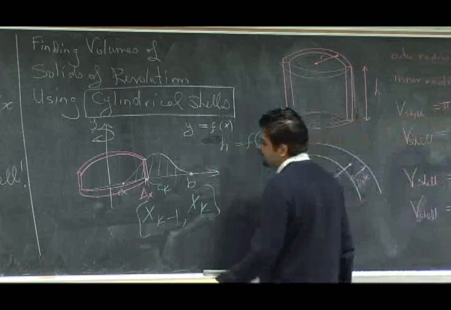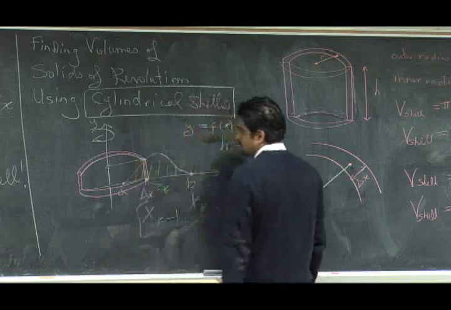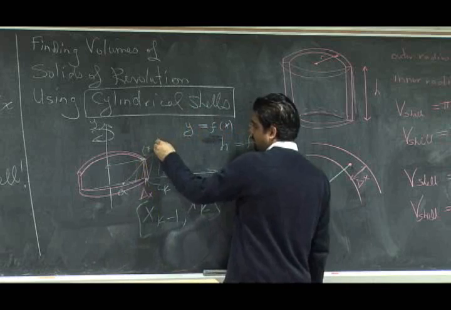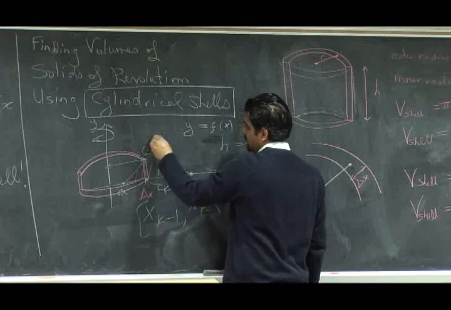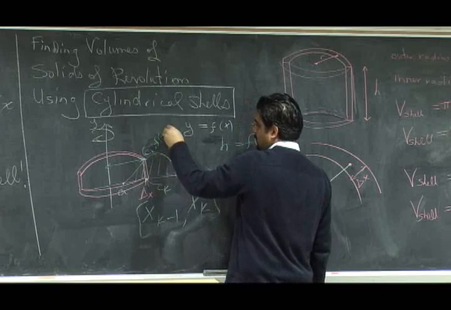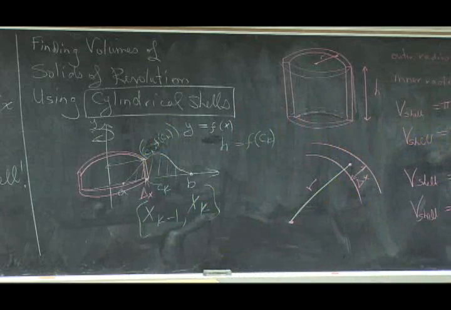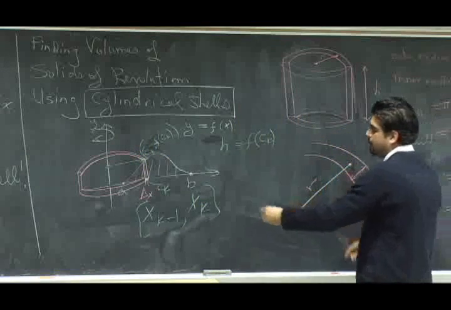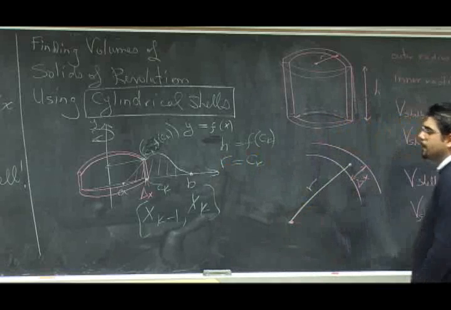Now let's calculate the radius. If this point is (x, y), or actually that point is (c_k, f(c_k)), what's the radius then? The radius is the horizontal distance. So what is the radius? c_k. C sub k. Very good.